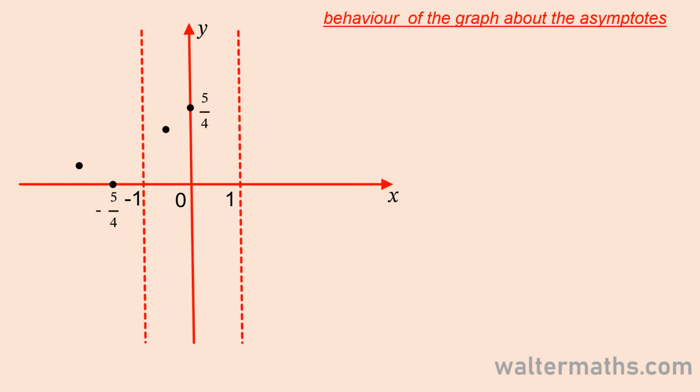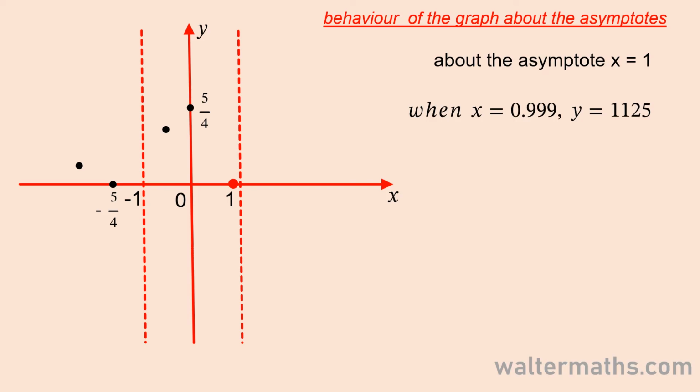Let's start with the vertical asymptote, x is equal to 1. If we take a value that is slightly less than 1, say 0.999, substituting it into the equation, we will get y coming out as 1125, which is a very high value, which will be coming out from around here. And for a value that is slightly greater than 1, I can take x as 1.001, and for such I'll get y coming out as minus 1125, which is a very small number, so it should be coming out from down here.